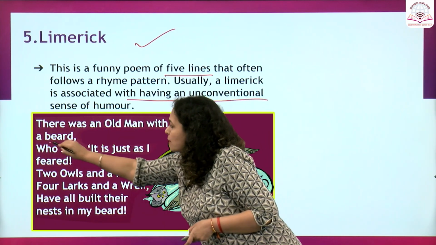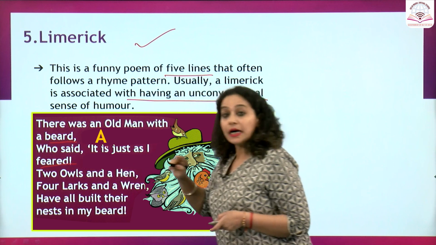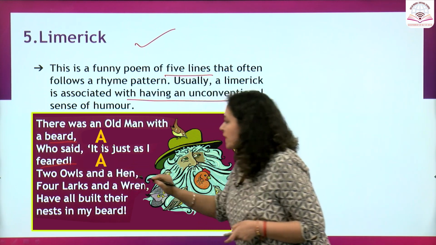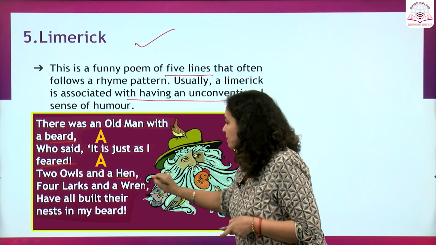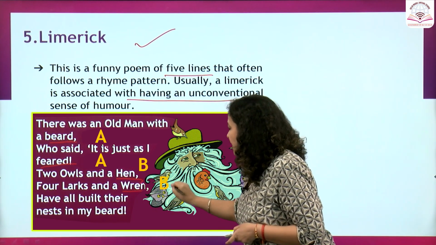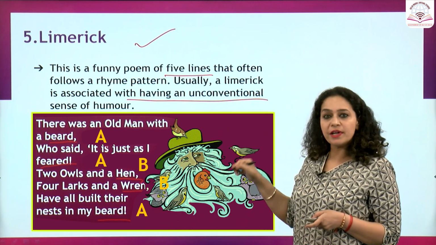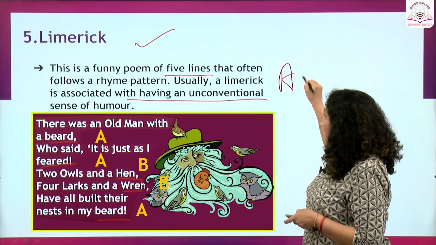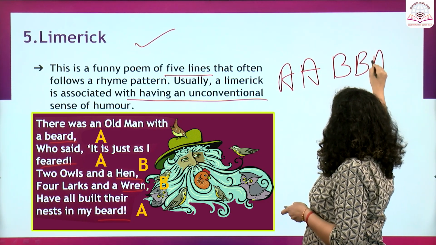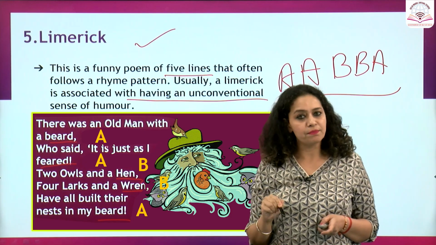Here we have beard. We can denote it as A. Feared, again because it rhymes with beard, so it is A. Then hen can be denoted as B. Wren as B. And finally beard again as A. So in a limerick, we follow A, B, A rhyme pattern. So it's a funny poem, short poem with a rhyme pattern.